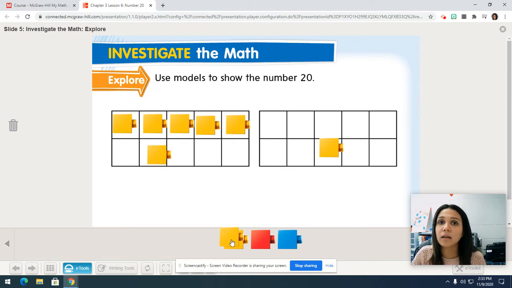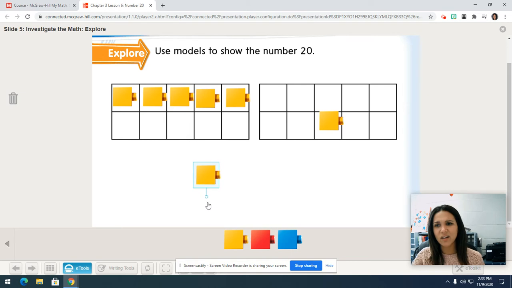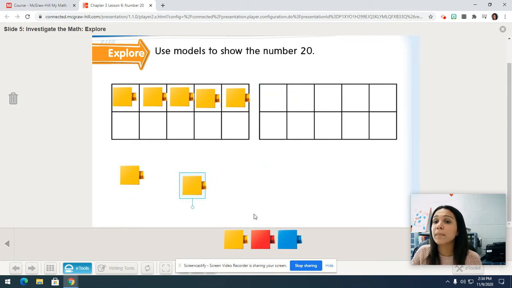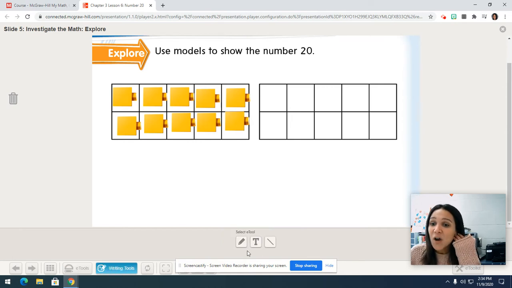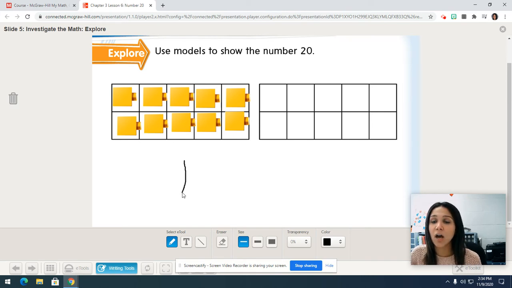1, 2, 3, 4, 5, 6, 7, 8. Wait a minute. Am I counting in order? No! If I went over to this 10 block here, it's still not in order. I need to make sure that I'm filling my first 10 block frame before I move on to my next 10 block frame. So let's just keep counting. We have 5. What's 5 plus 1 more? 6, 7, 8, 9, 10. Good. We have 10 yellow cubes. I'm going to write the number 10. We say a 1. Oh, we say make a stick and then a ball. I am number 10. Nice.